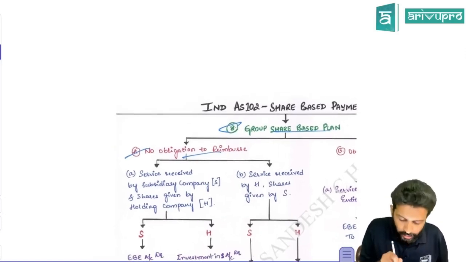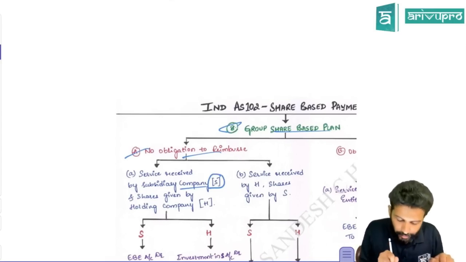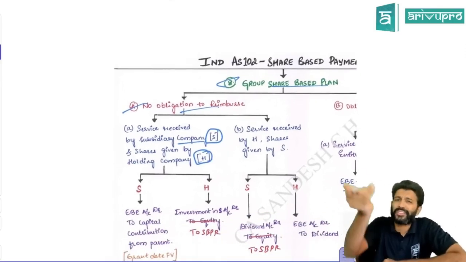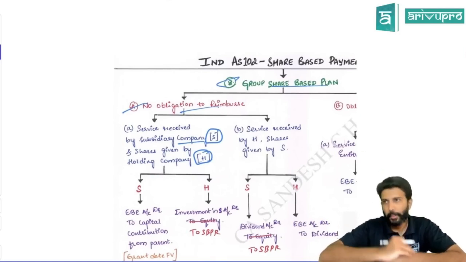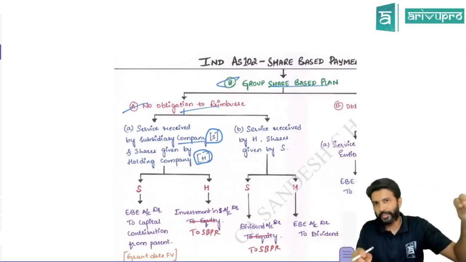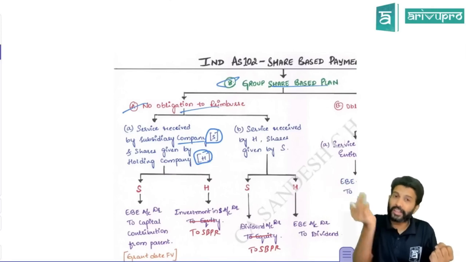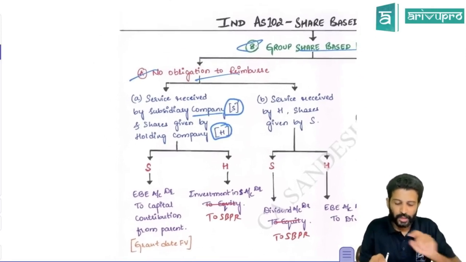Okay. So the subsidiary company I'm calling S for presentation purposes, and the holding company I'm calling H. Simple thing: whichever company is receiving service, that company will book the employee benefit expenditure. Because in these sorts of things, you're giving shares because the employee is serving. Whichever company is receiving the service will book employment benefit expenditure. So check this first.